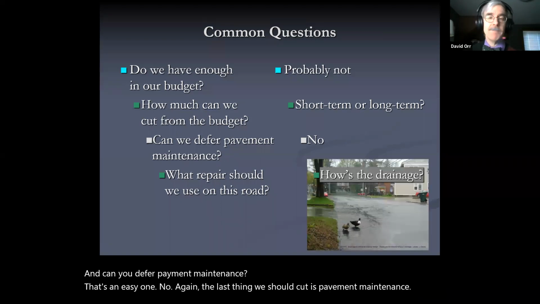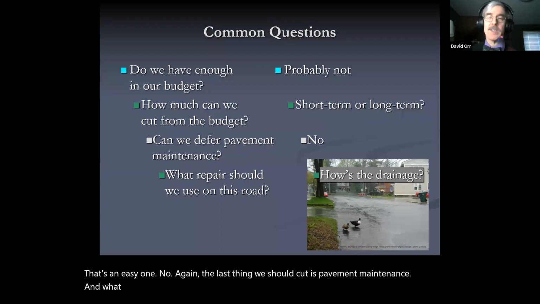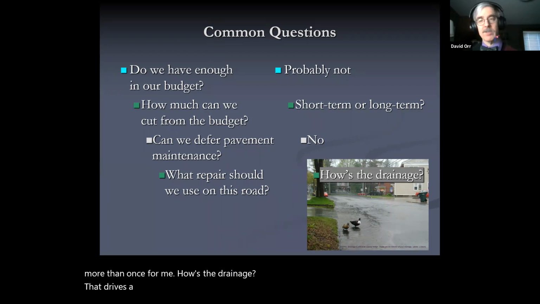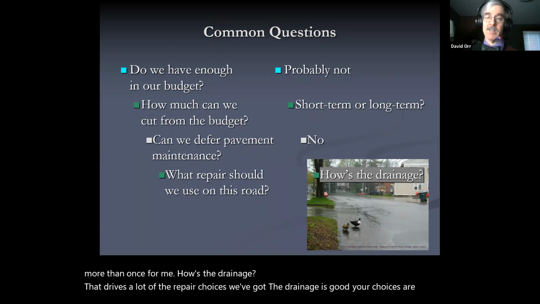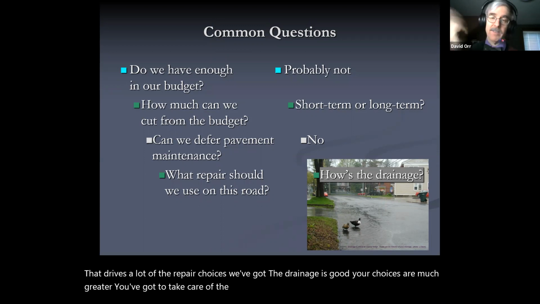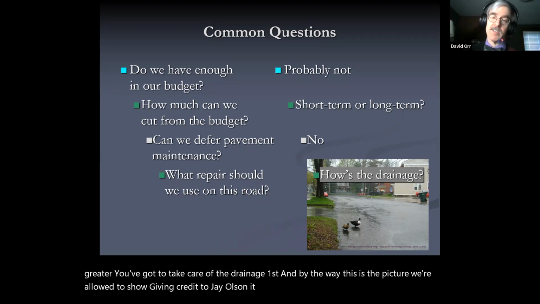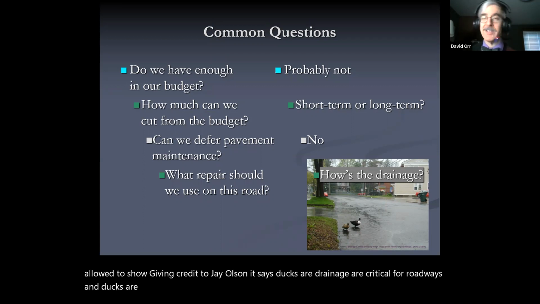And what repair? Well, we'll talk about this, but the first question I always ask, and you'll hear this more than once from me, how's the drainage? That drives a lot of the repair choices we've got. If the drainage is good, your choices are much greater. You've got to take care of the drainage first. And by the way, this is the picture we're allowed to show, giving credit to Jay Olson. It says drainage is critical for roadways, and ducts are an indicator of poor drainage. So give him the credit where credit's due.